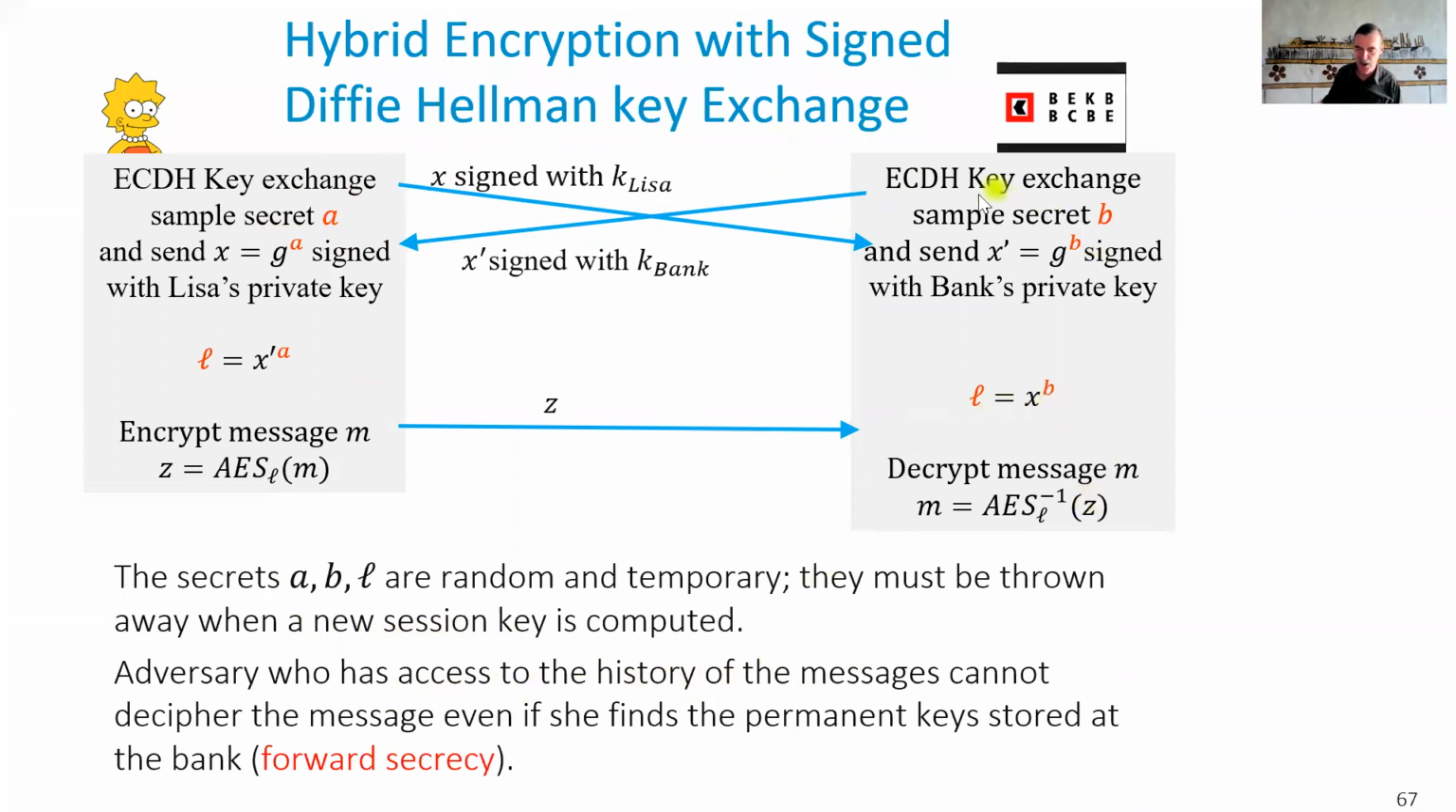The permanent keys are the RSA keys used for the signature of this exchange here. All the other elements, the B, the L, those are temporary values that are not based on passwords or anything permanent.